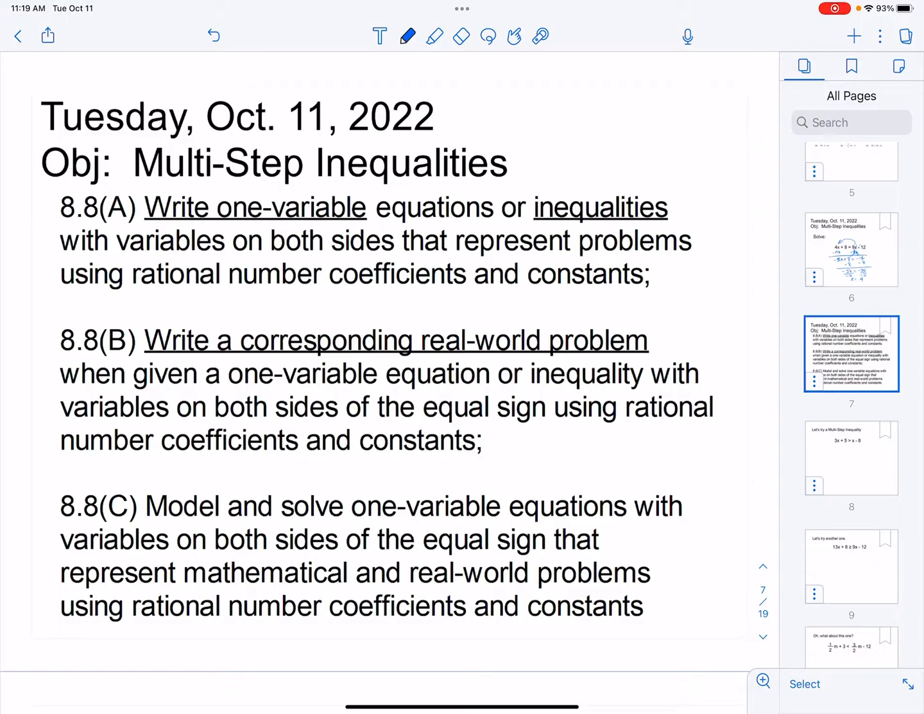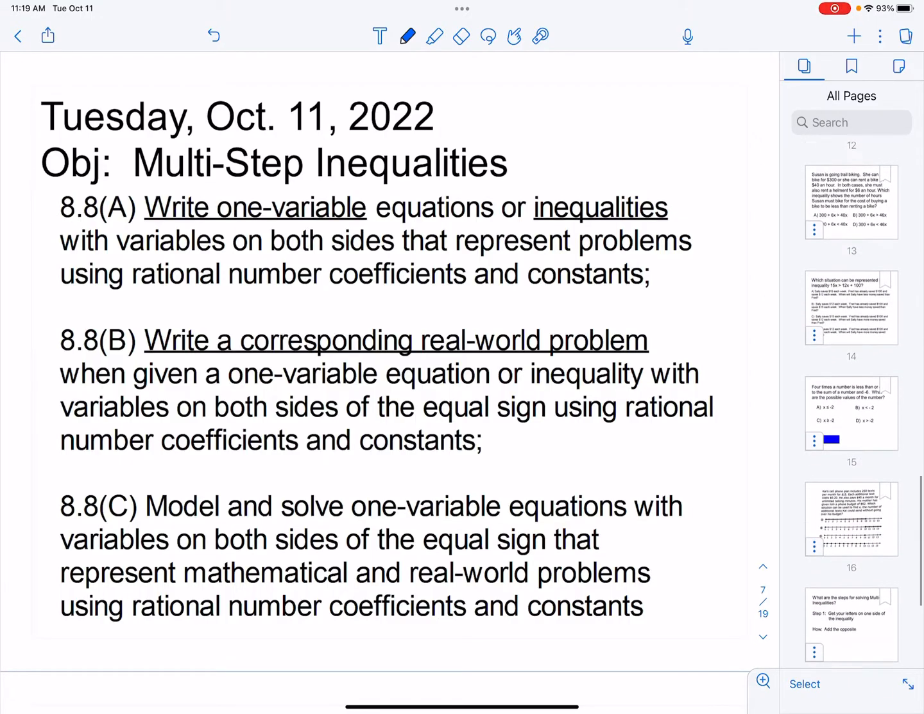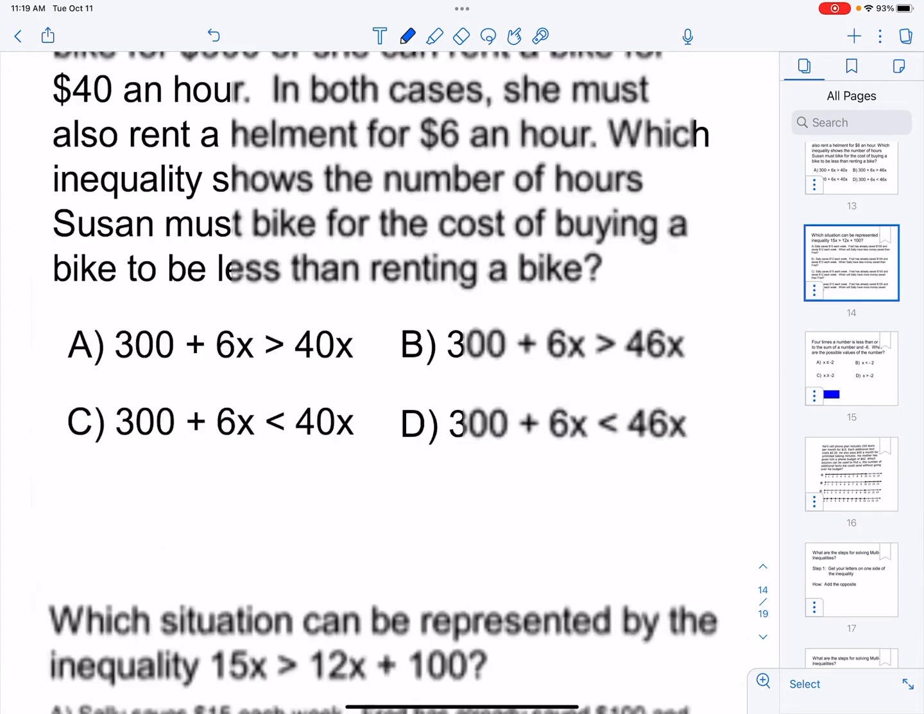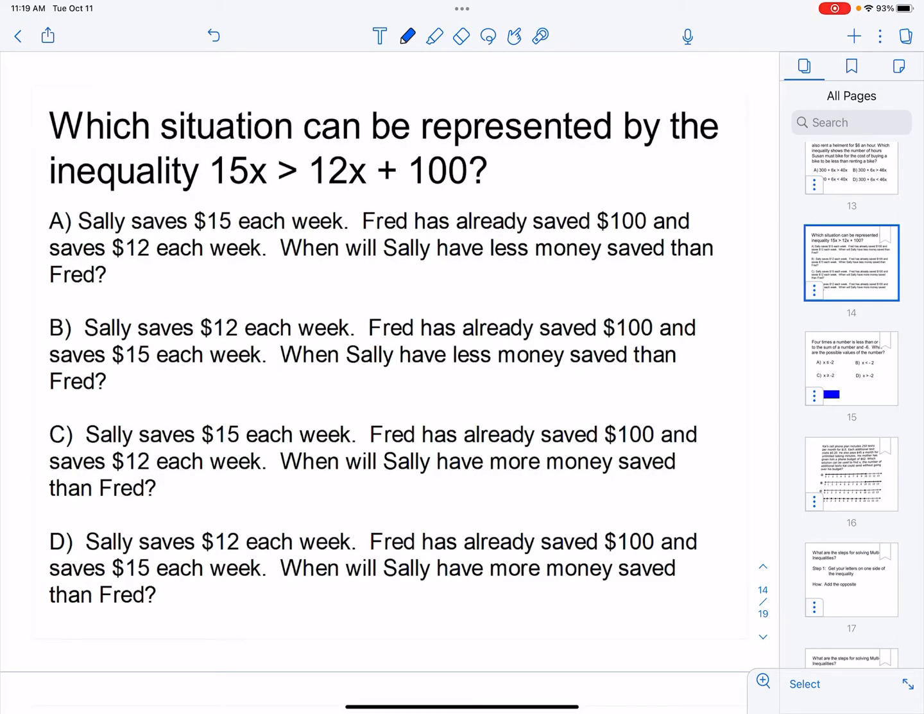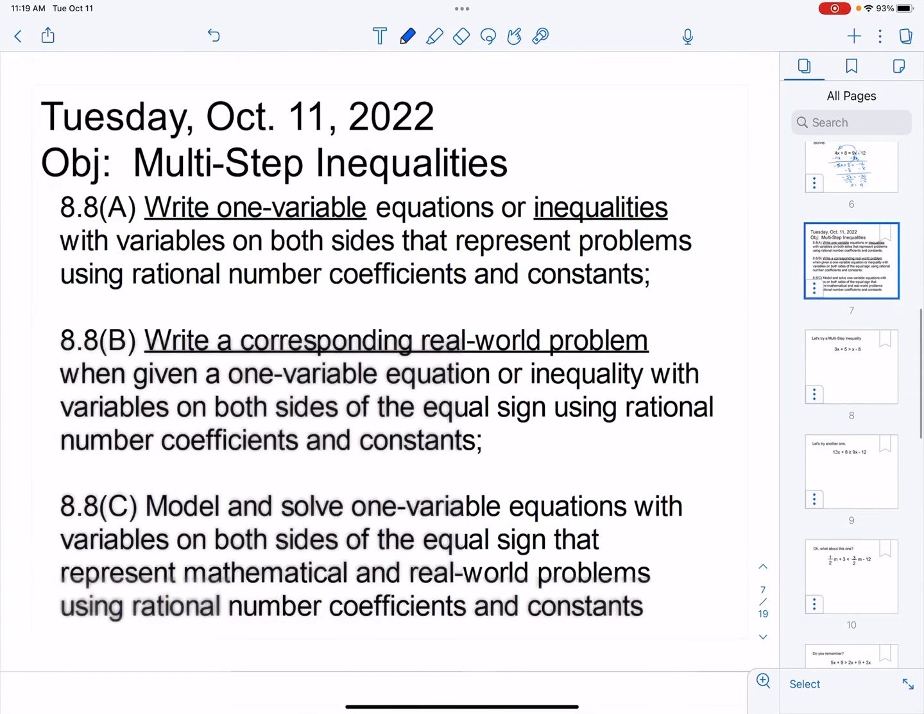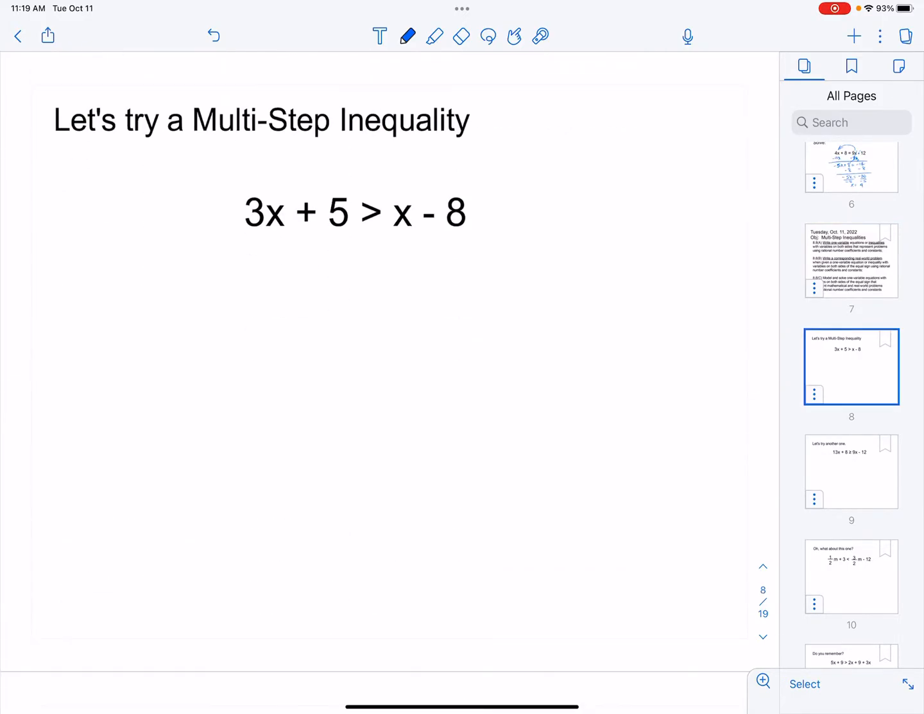The second step is we've got to write a corresponding real-world problem when given a one variable equation or inequality with variables on both sides of the equal sign using rational numbers for coefficients and constants. In other words, when I give you an equation or an inequality, you've got to be able to match it to a scenario. The other thing that you have to be able to do is model and solve. Now we don't model inequalities. We do that with equations. But we do still have to solve both. Okay, so let's dive into solving multi-step inequalities.